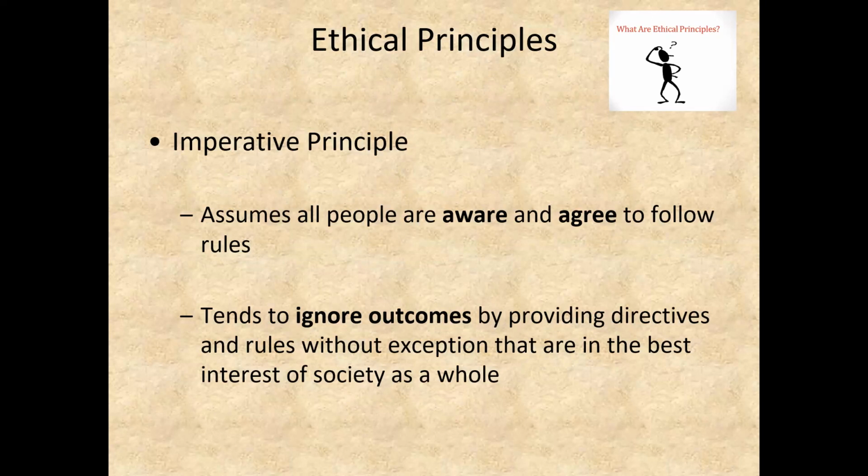First, following the rules and regulations, and this one we call the imperative principle. The imperative principle means that everybody in society is aware of the rules and regulations, and we should ignore the outcomes by following the rules and regulations, and anything that doesn't follow those rules, we should not take.